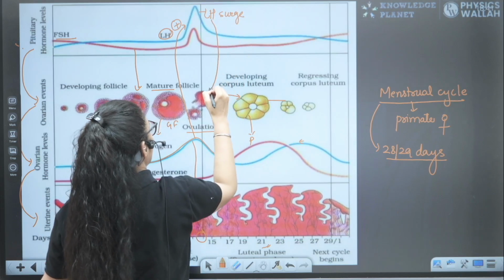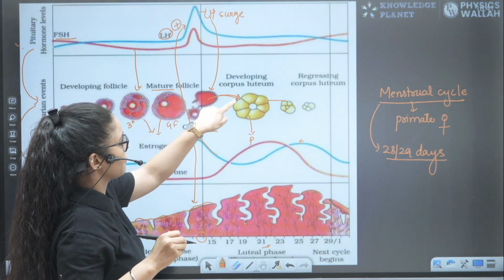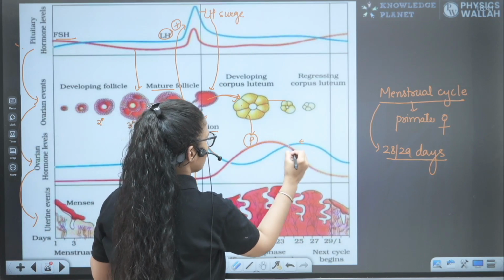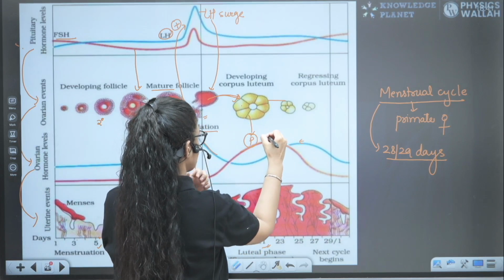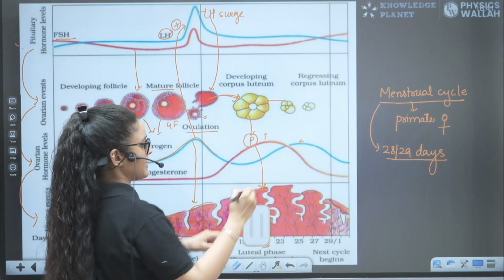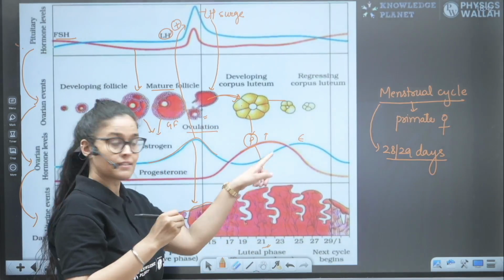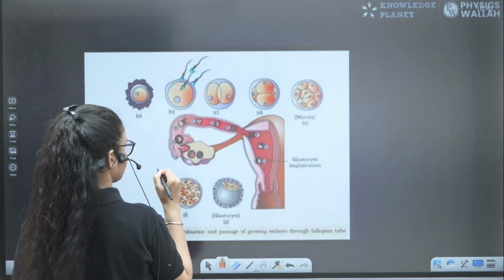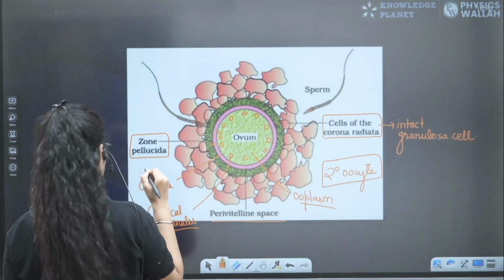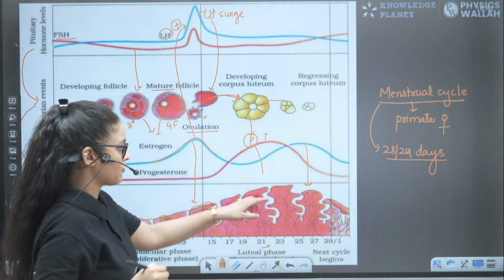it will cause ovulation. Egg will come out, and this left out Graafian follicle converts into corpus luteum. This corpus luteum secretes a huge amount of progesterone. So after ovulation, progesterone has a peak, and this progesterone will maintain the thickness of the endometrium, as you can see. And obviously it will release estrogen also. Estrogen also released, and so obviously this estrogen will also maintain the thickness of the uterus, right?